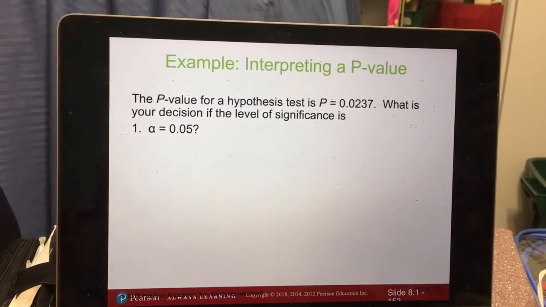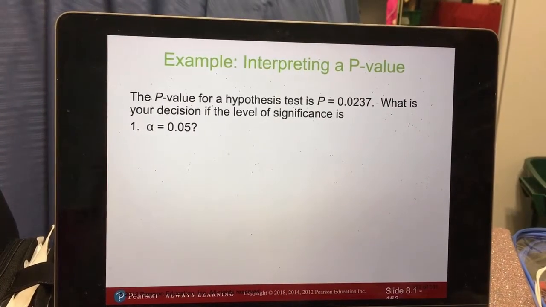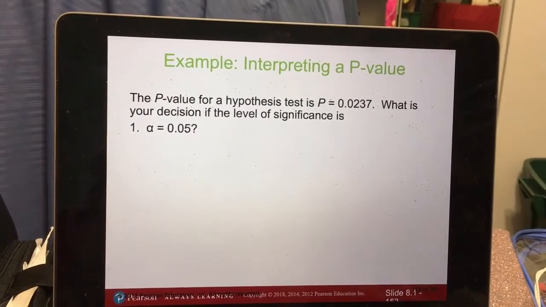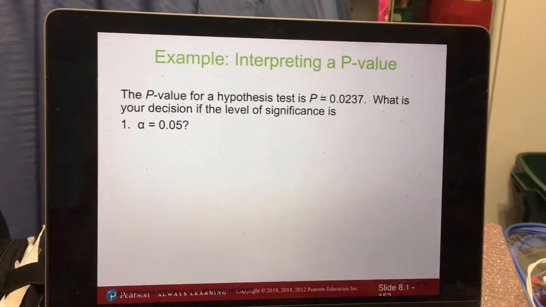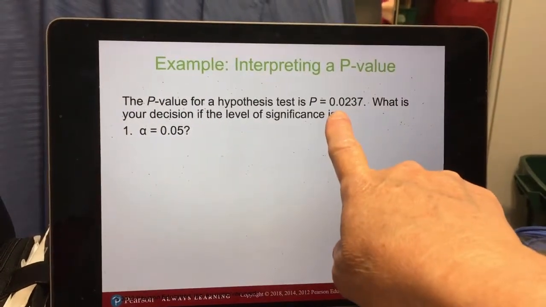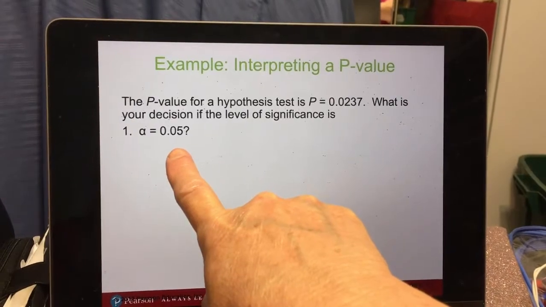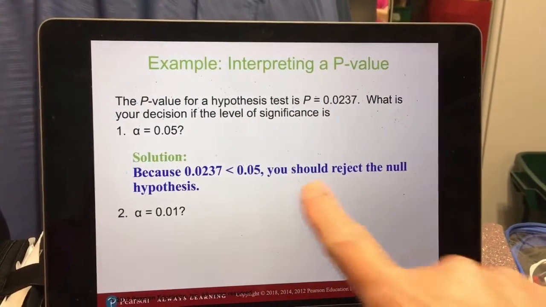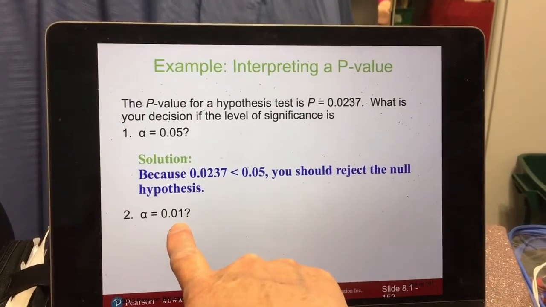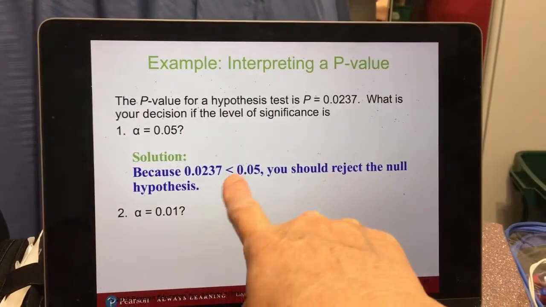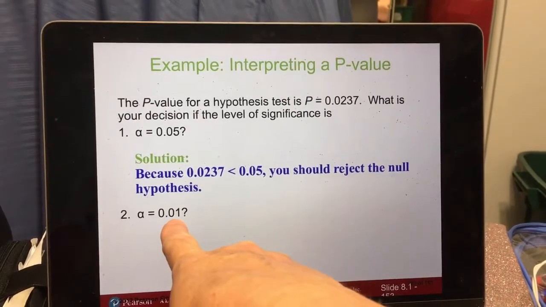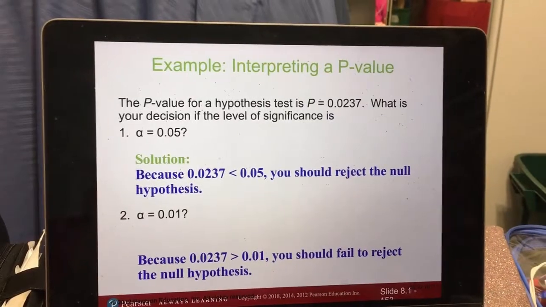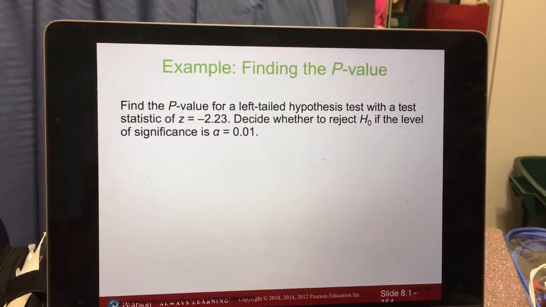So the p-value for a hypothesis test is 0.0237. What is your decision if the level of significance is 0.05? Well, the p-value, 0.02, is less than. Therefore, we're going to reject H sub 0. Okay? But if we use the criteria of 0.01 for our alpha, then the 0.02 is not less than, and we would fail to reject at the 0.01 level.